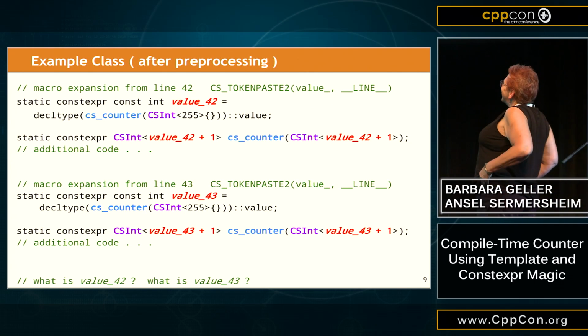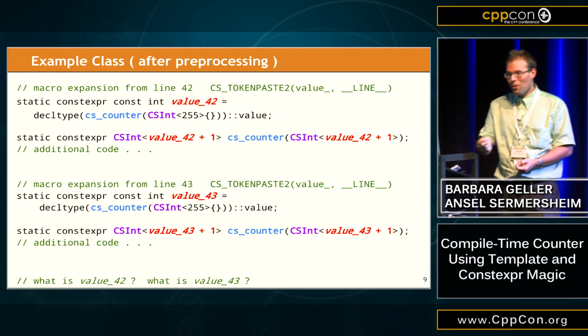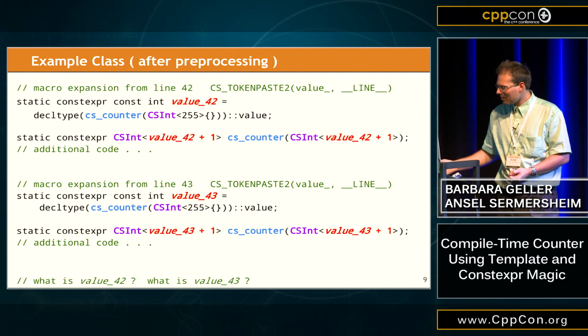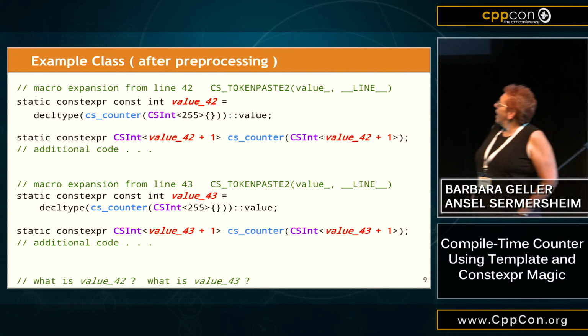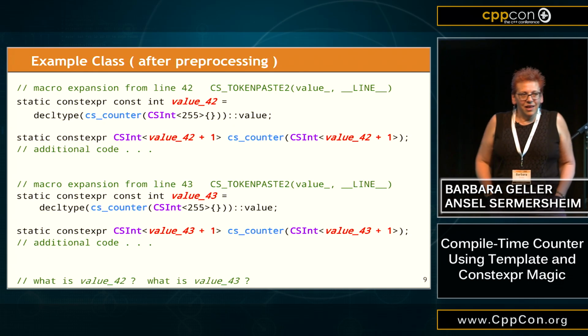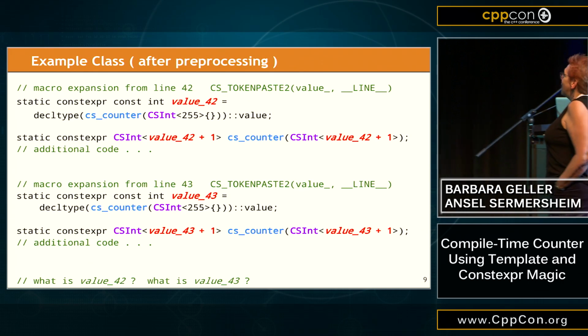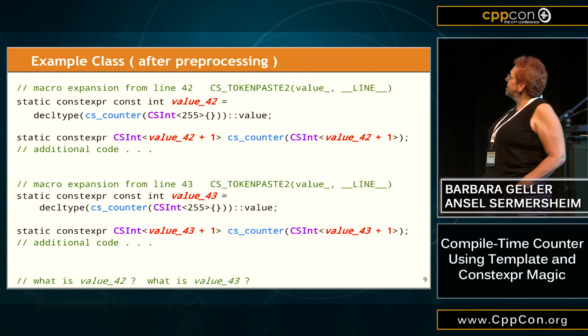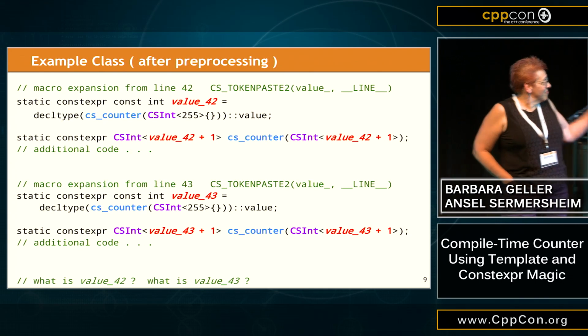42 is a good guess. 42, very good. Points for the reference. So there's the static constexpr, and we are doing an assignment of value 42. There's a decltype. There's the CSCounter.